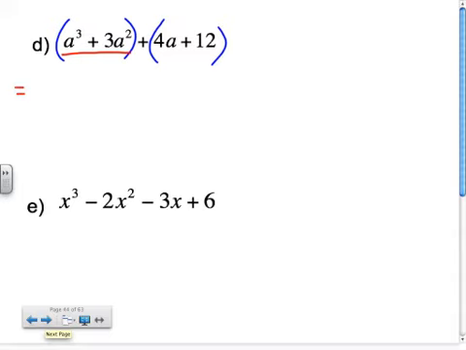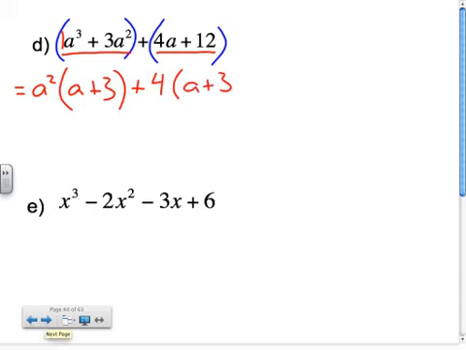Look at the coefficients. You have a 1 and a 3. You can't pull anything out there. Then you look at the variables, a squared and a cubed. I can bring an a squared out in front. When I do that, I'm left with a plus 3 inside. And then I look at my second term. I look at both terms. I can pull a 4 out, and I'm left with a plus 3 inside. Good news, a plus 3 and a plus 3 are the same.